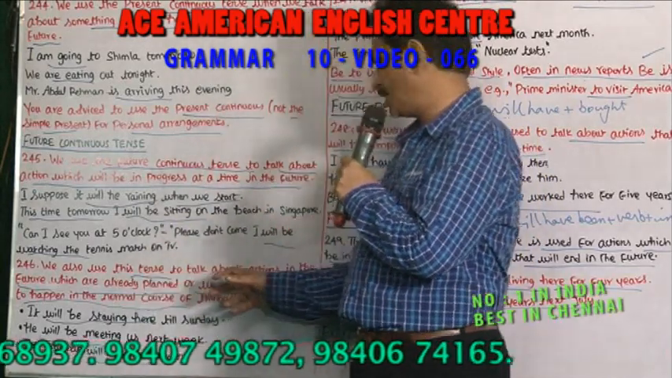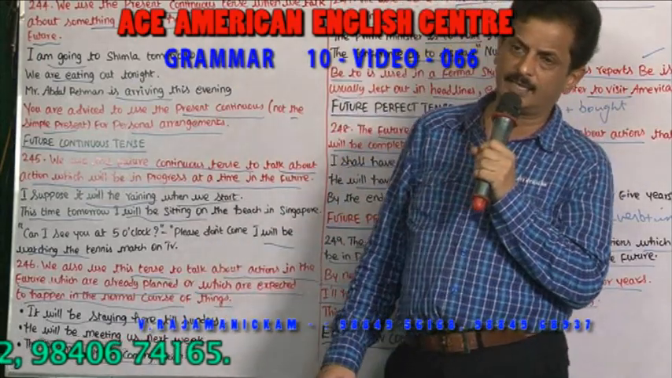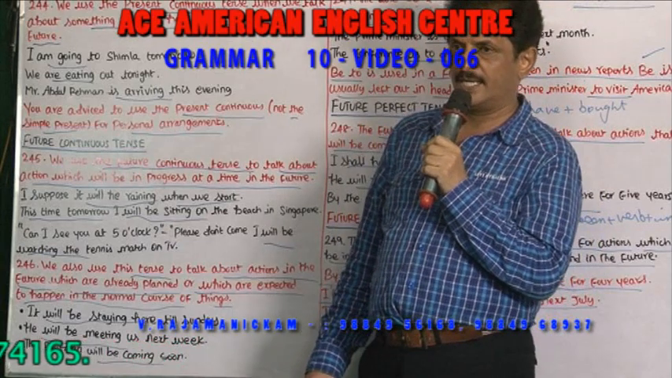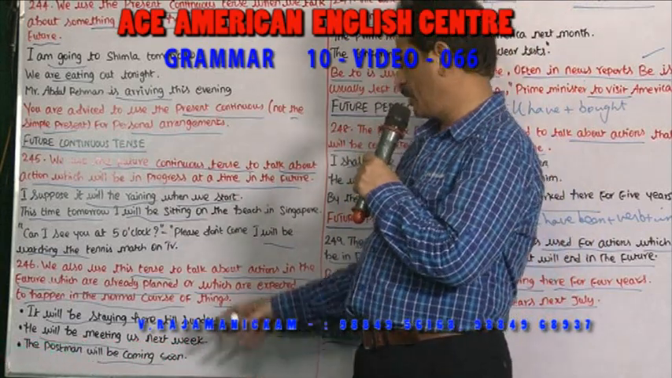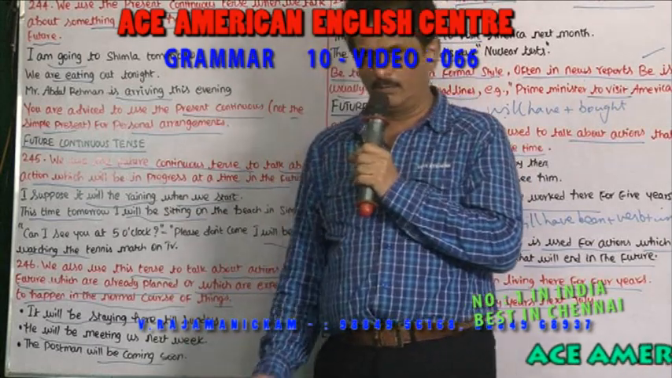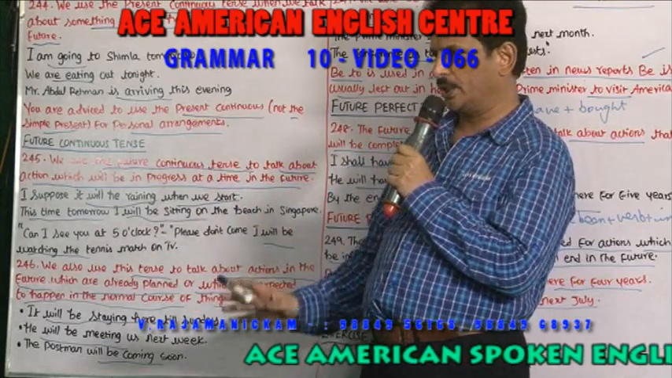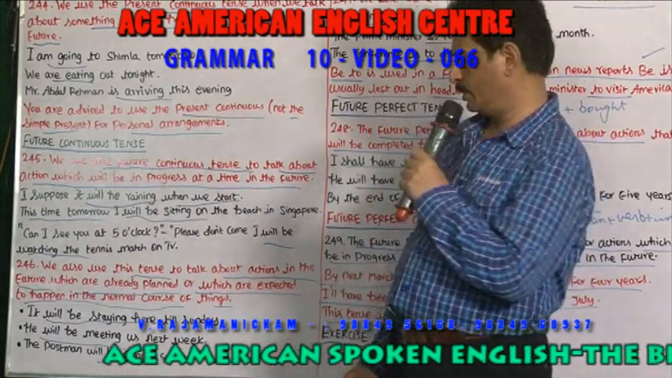We also use this tense to talk about actions in the future which are already planned. எதிர்காலத்திலே ஒரு திட்டம் ஏற்கனவே திட்டமிடப்படுகிறது, or which are expected to happen in the normal course of things, அல்லது பொதுவாகவே இயற்கையாகவே எதிர்காலத்திலே ஒன்று நடக்கும் என்று சொல்கிற பொழுது அங்கே அந்த ஃபியூச்சர் கண்டினியூஸ் யூஸ் பண்ணுகிறாய்.